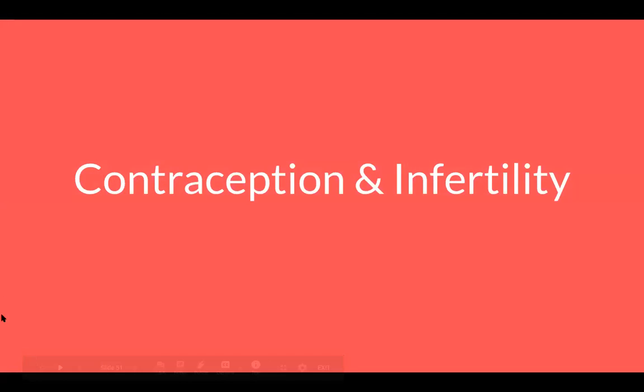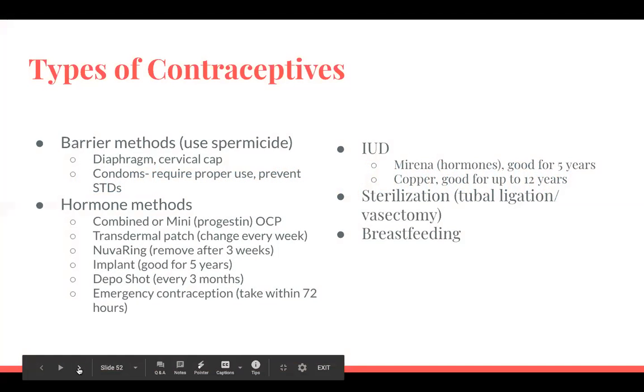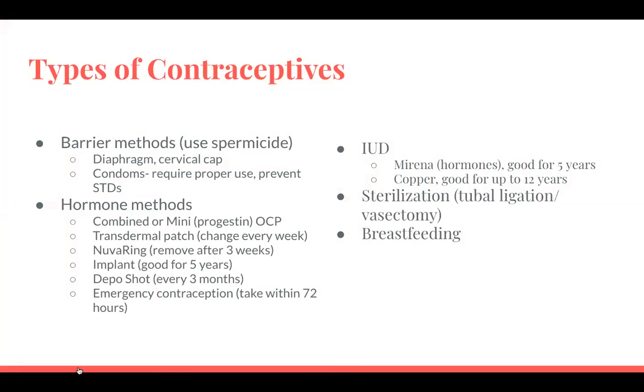Okay, so contraception and infertility. Barrier methods: you have the diaphragm, the cervical cap, condoms, which require proper use to prevent STDs. Hormone methods, which are combined or mini progestin, OCP. The oral contraceptives need to be taken at the same time every day. If you miss one pill, take it as soon as you remember. If you miss 2 pills, take 2 pills for 2 days, using an alternative contraceptive for 1 week. If you miss 3 pills, throw out the pack and then use an alternative contraceptive for the rest of the cycle.